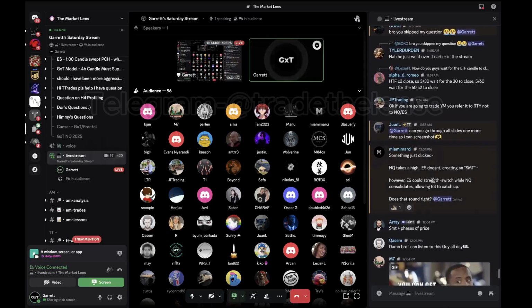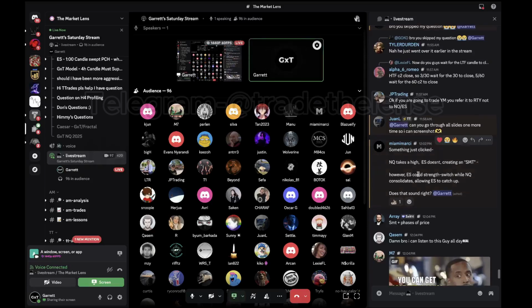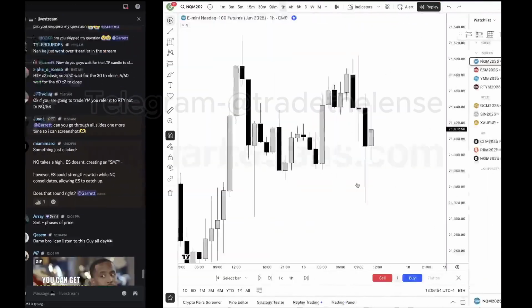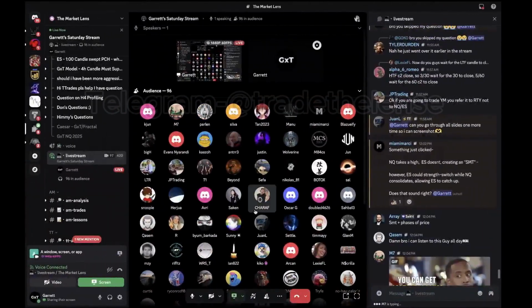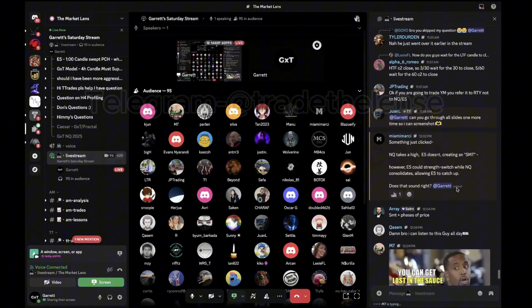Something just clicked. NQ takes a high, ES doesn't, creating SMT. However, ES could not string switch well. NQ consolidates, allowing ES to catch up. When was that again? ES string switch well. Yeah, pretty much.